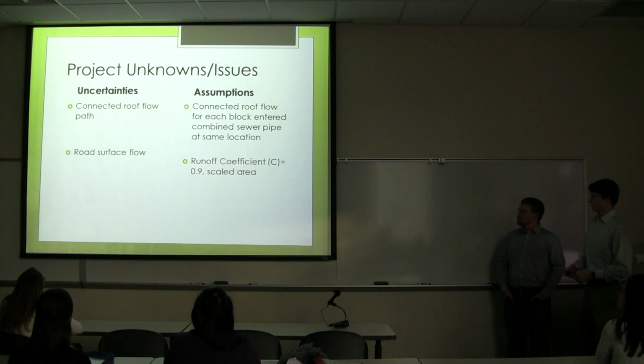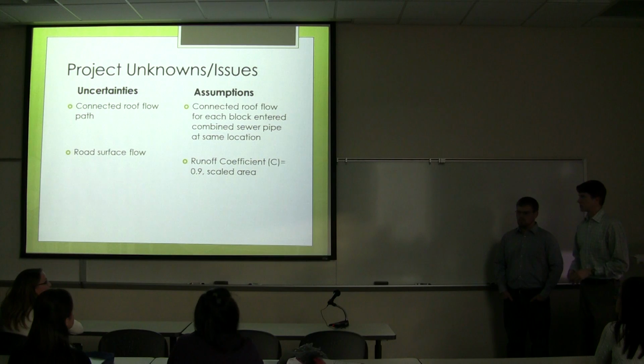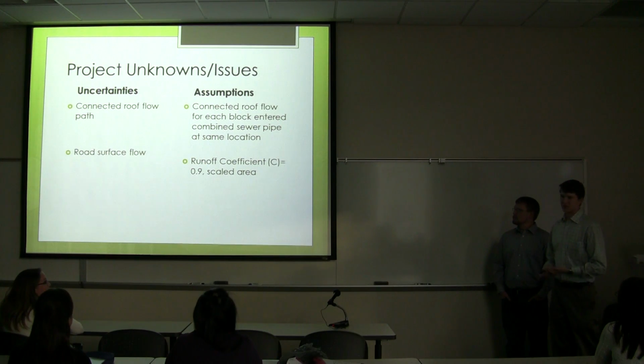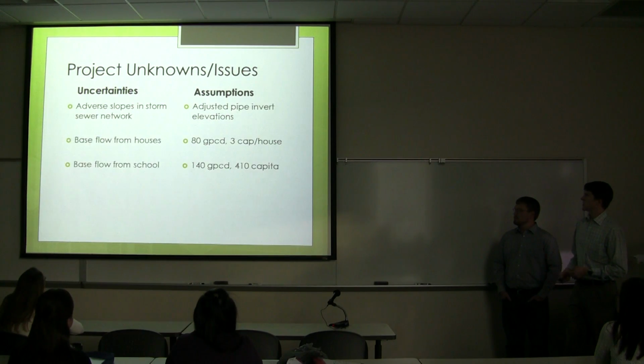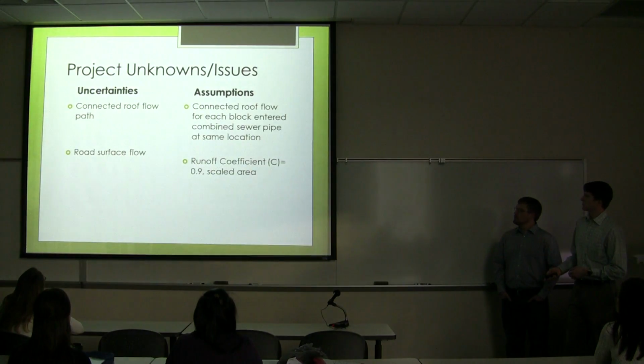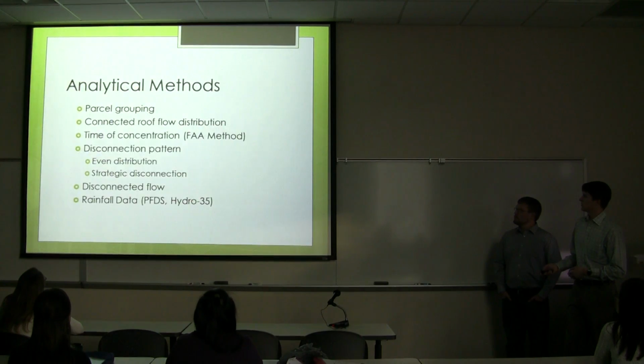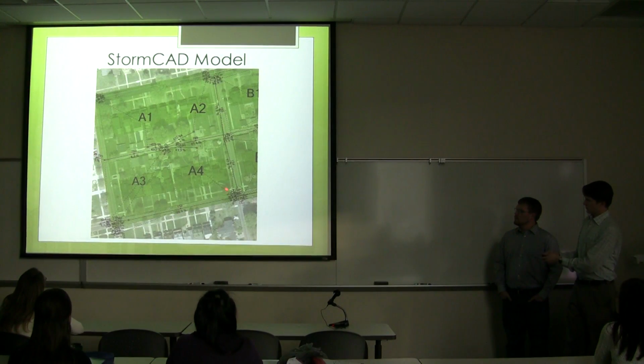We were not certain exactly how to deal with the road surface flow, and so it was all paved either with asphalt or with brick. So when we used the rational method, we assumed a runoff coefficient C of 0.9 and just used a scaled area. So that told StormCAD that whatever area we drew the catchment, this green block here is the road, that's what area it used in the flow calculations.